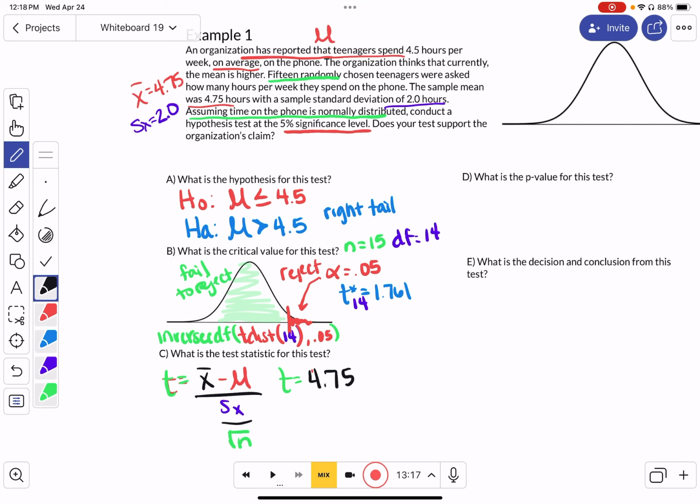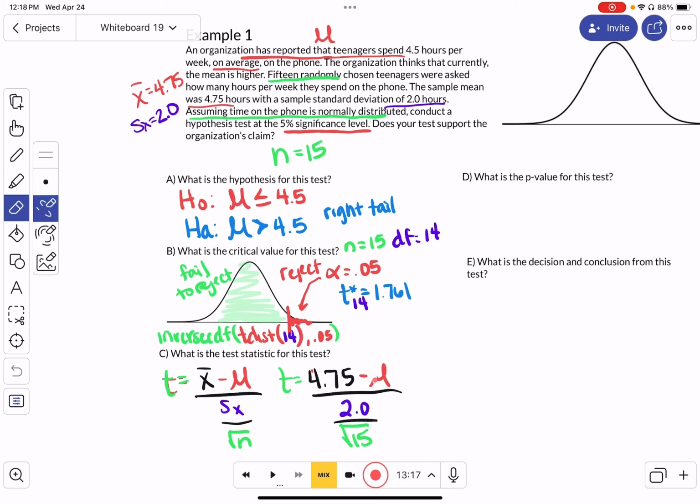4.75 minus mu divided by S of x over the square root of 15. That's my n. And again, this mu, we already know this value mu, the hypothesized mean, is 4.5.